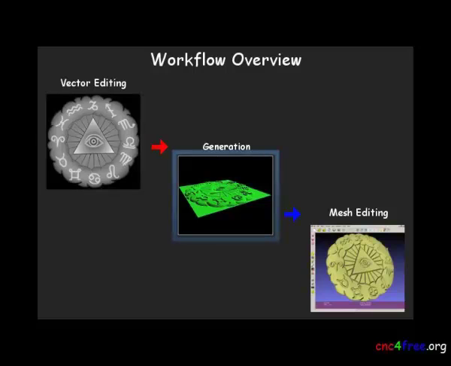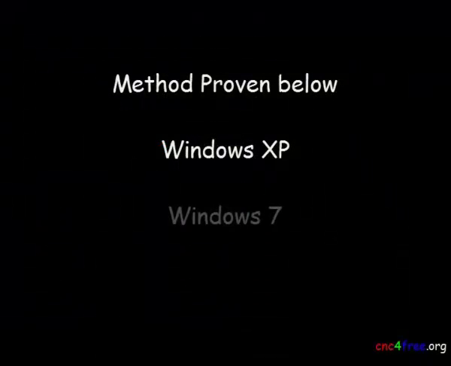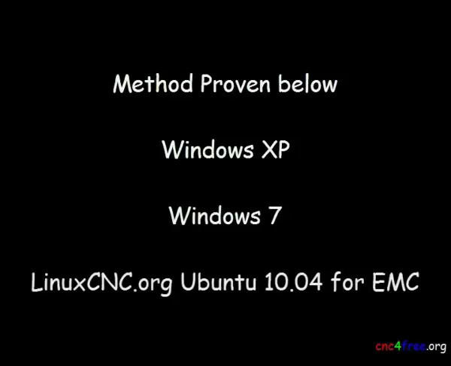Windows platforms can use Bump Bender if desired. MeshLab 1.2 or later is used for mesh editing. This method is proven on Windows XP, Windows 7 and the Linux CNC board distribution of Ubuntu 10.04, or EMC.